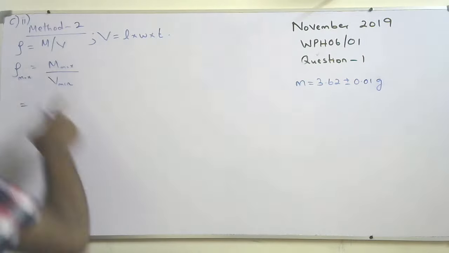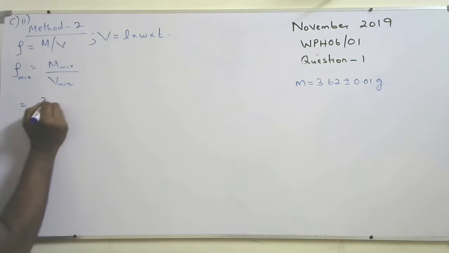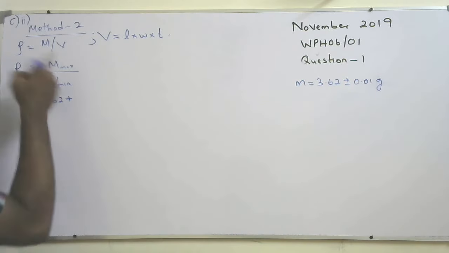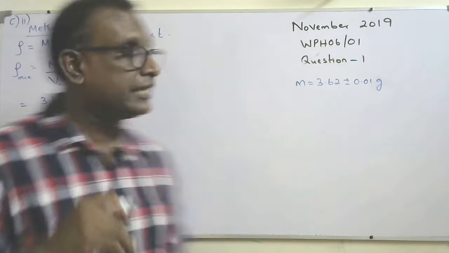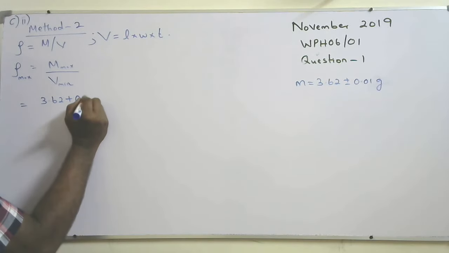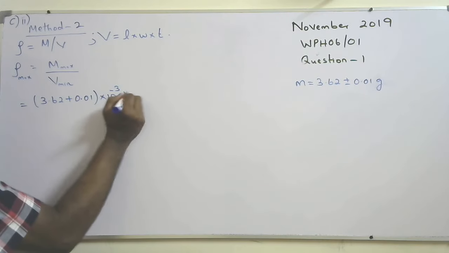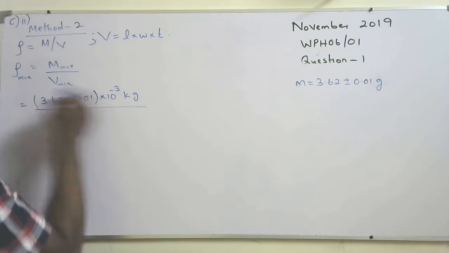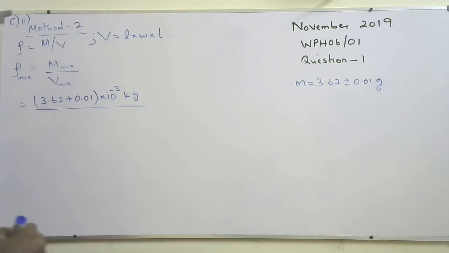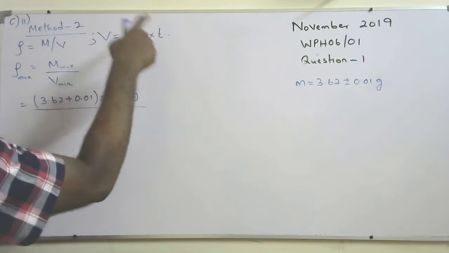Okay, I need to find the maximum mass. So in kilograms, 3.62 plus, I should make the numerator maximum, 3.62 plus 0.01 into 10 to the power minus 3 kilogram. I converted to kilogram. V minimum. So that means minimum V means I should take all the minimum values for length, width and thickness.